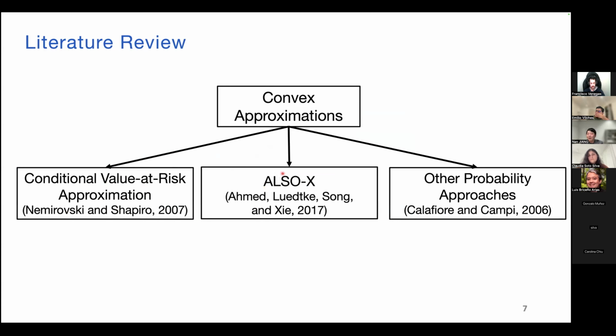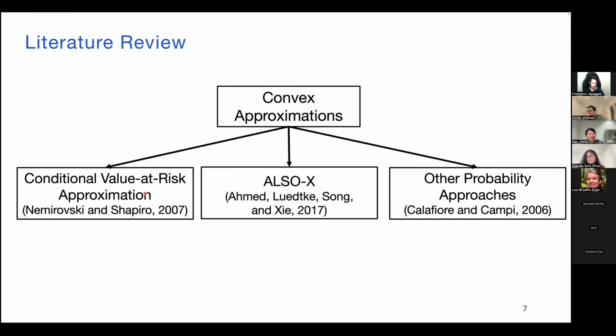And when Claudia invited me for the talk, maybe the original idea was to talk about this research. But later on I said, okay, I have another recent work. Maybe I want to talk about that. So I'm also going to review this work. This is a heuristic which was proposed in 2017. There are also other probability-based approaches. So let's first look at the CVaR approximation.